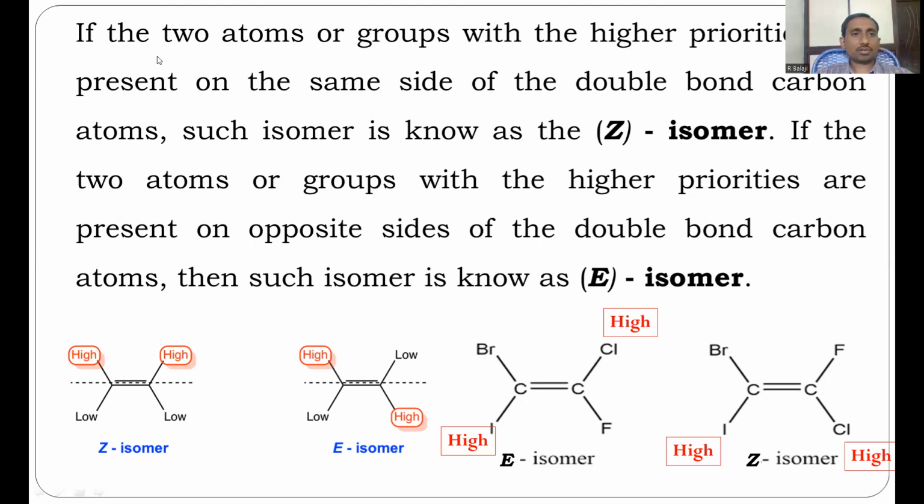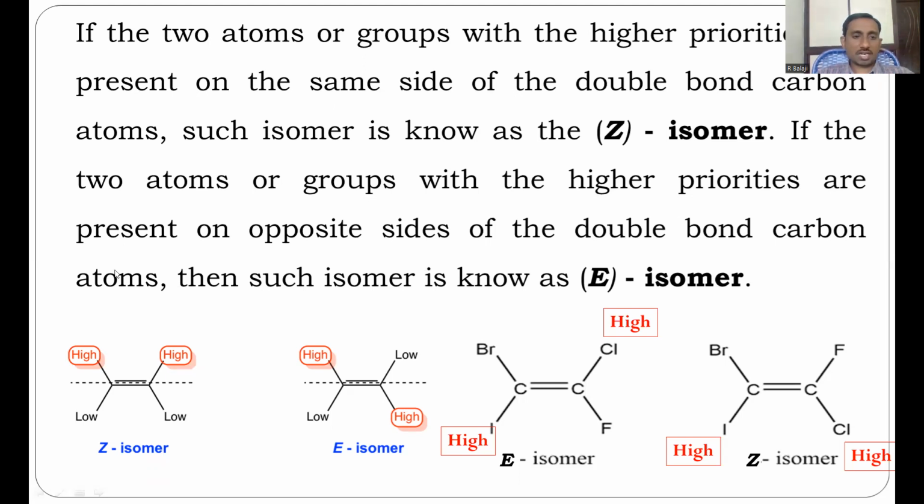And then if the two atoms or groups with the highest priorities are present on the same side of the double bonded carbon system, such isomers are known as Z isomers, whereas if the two atoms or groups with the higher priorities are present on opposite sides of the double bonded carbon atoms, such isomers are known as E isomers.